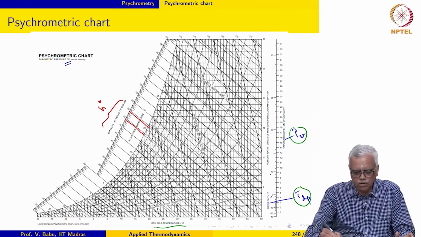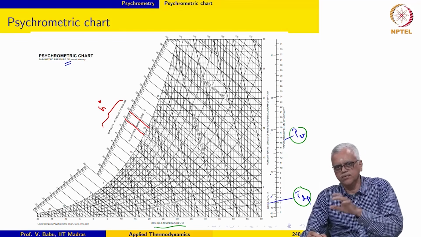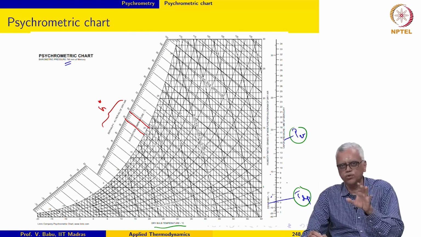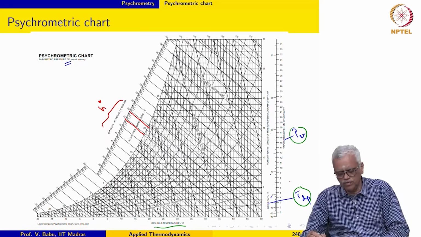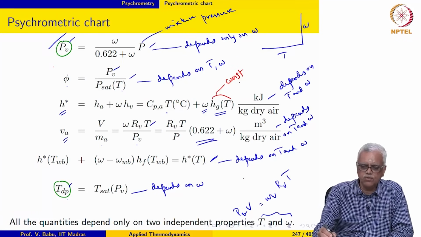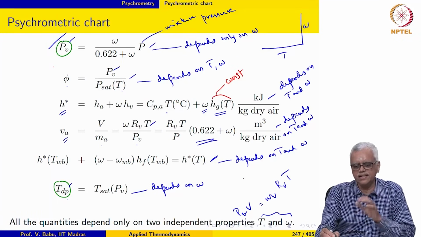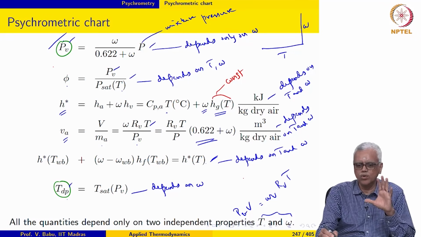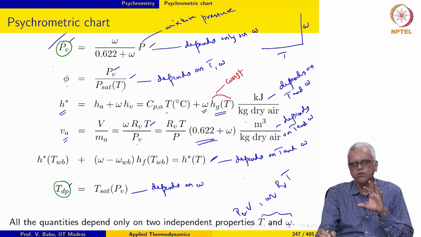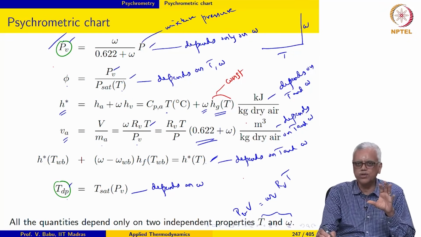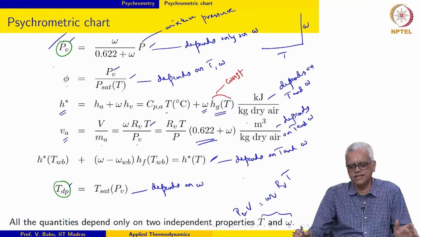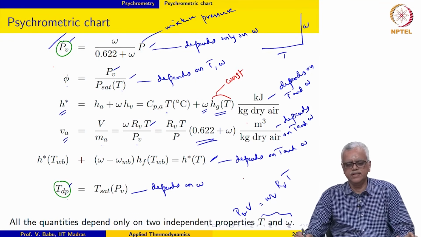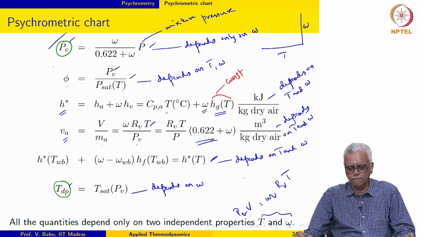When the lines are drawn here, of course, we would not have neglected Hg. Hg would still have been taken into account, but for a qualitative idea of what these lines look like, we can argue that Hg is more or less a constant. So, h star equal to constant is going to appear more or less like a straight line with a negative slope in the psychrometric chart.